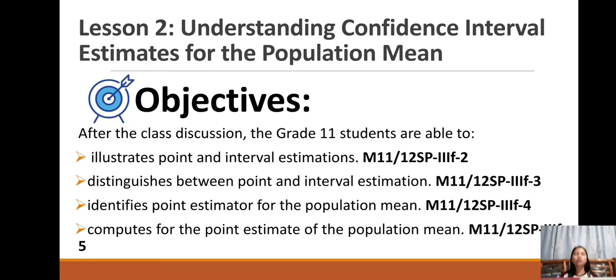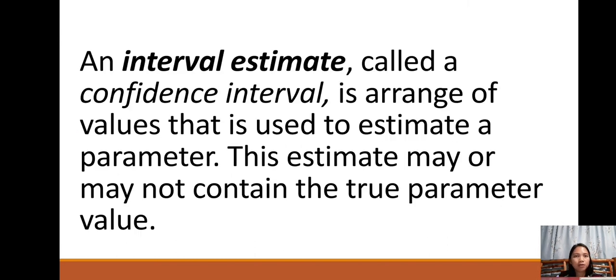So we are now on lesson 2, understanding the confidence interval estimates for the population mean. So chapter 2. I have presented the objectives. There are 4 objectives, no need to discuss each. This is the same as the objectives for lesson 1. So let us be familiar first with the terms that we will use in this lesson.